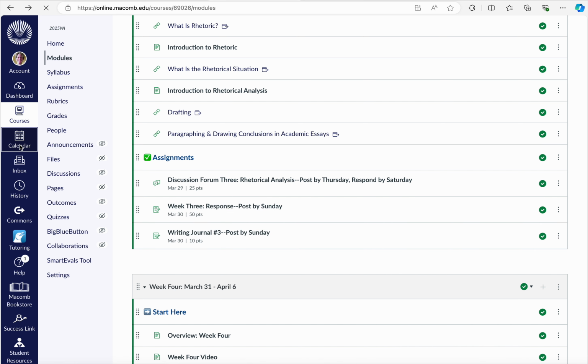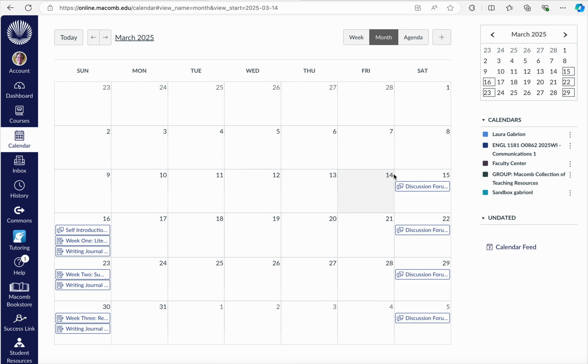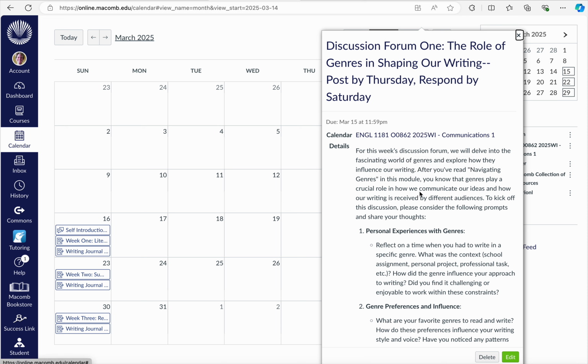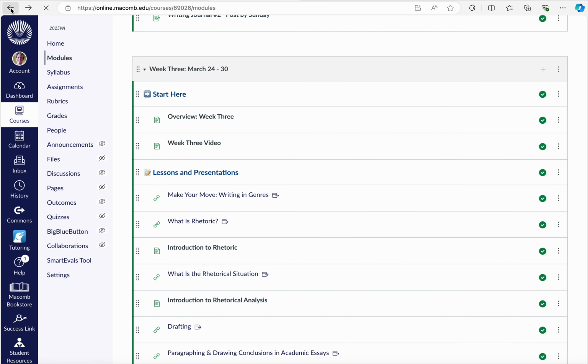And one student asked about the time of assignment submissions. All of our assignments are due at 11:59 p.m. on any given day that their due date is assigned. But if you're ever unsure, you can go to the calendar feature in Canvas, and you'll notice right up at the top it is the due date and the due time. So that might be helpful. All right, let's go back to our module.